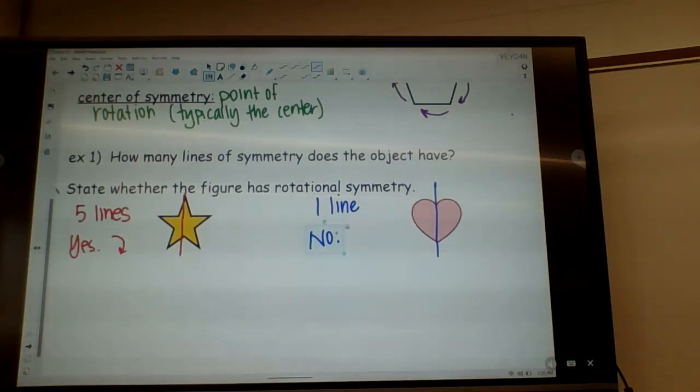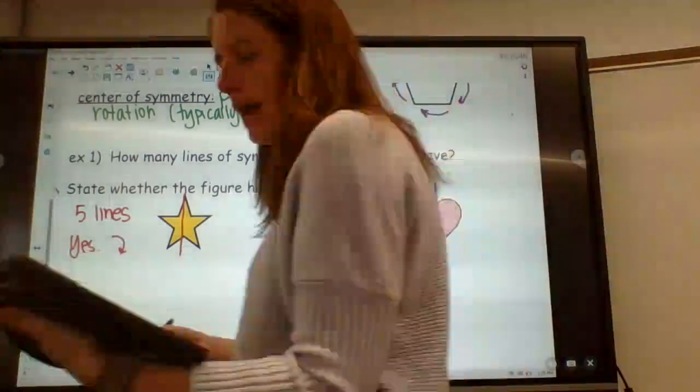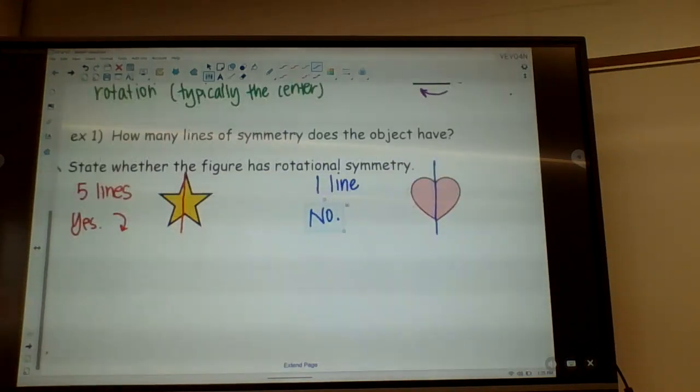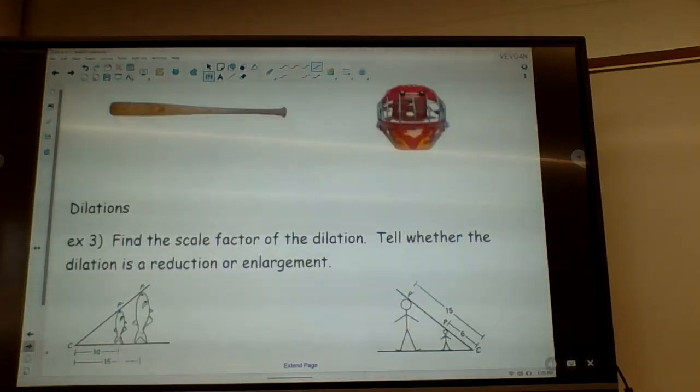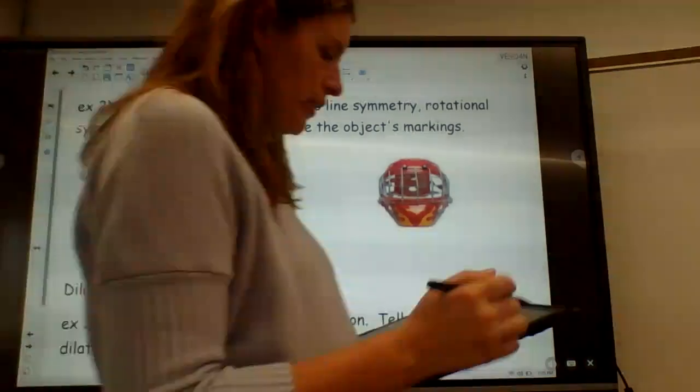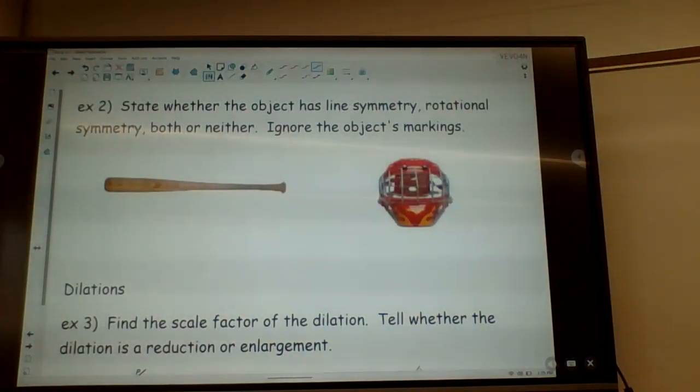All right, so looking at the next 2, this is supposed to be a baseball bat and a catcher's mask, like the catcher behind the plate there. And when I say to ignore the object's markings, I just wondered if the flames on there, or the grains on the baseball bat, would be confusing. So we can talk about line symmetry, rotational symmetry, both or neither.